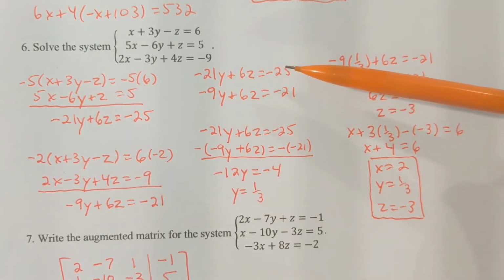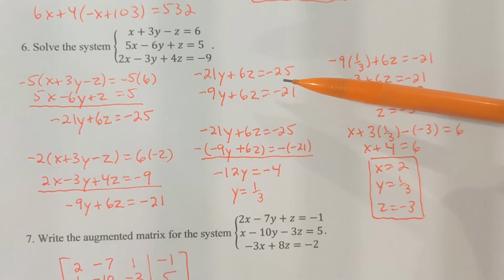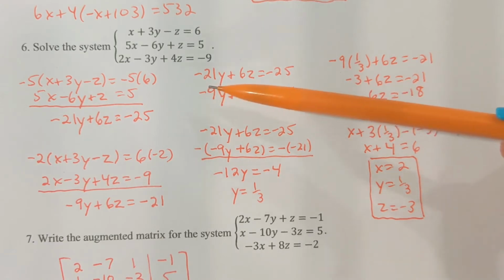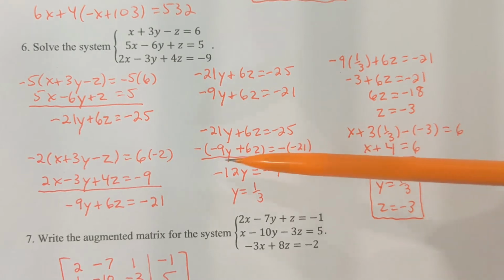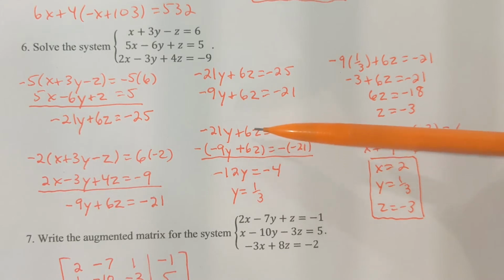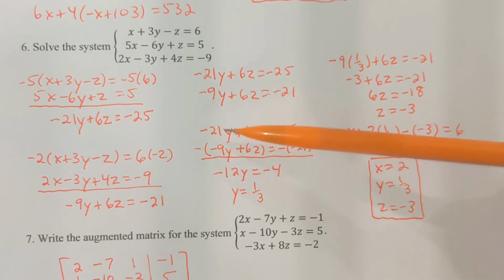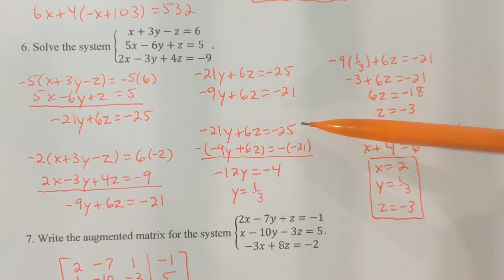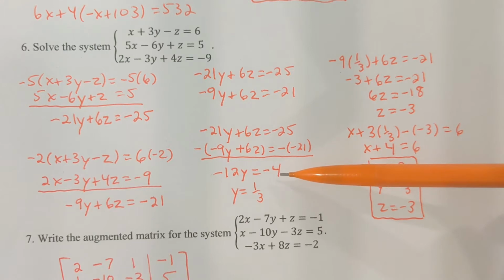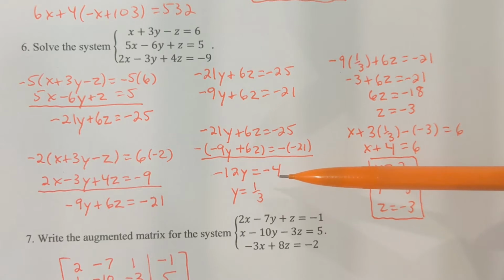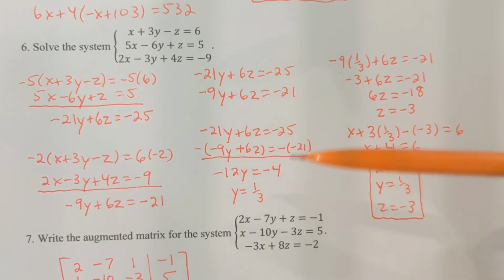Here they are. And then I can use the elimination method again, or I could use the substitution method, because now I've reduced this down to a 2x2. I went with the elimination method again. If I just simply multiply the bottom equation by -1 on both sides and then add, I can eliminate z. 6z minus 6z is 0. -21y plus 9y is -12y, and then -25 plus 21 is -4. Divide both sides by -12. -4 over -12 would be 1/3 when you reduce.